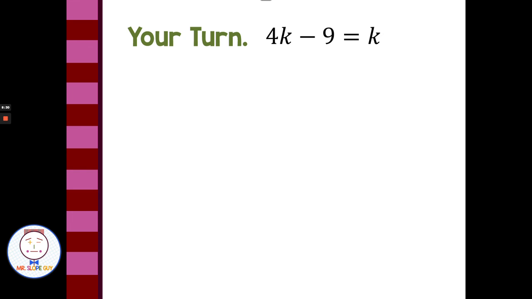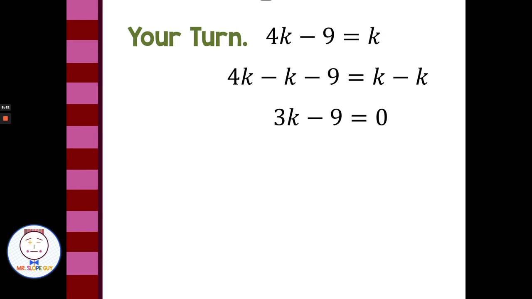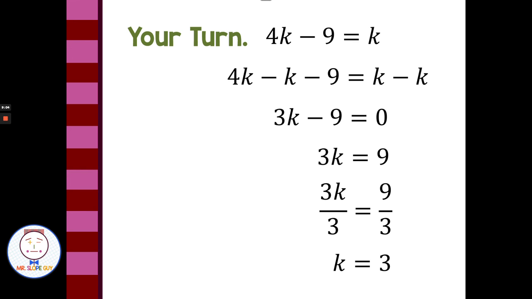All right, we don't have distributive property, we don't have like terms. I want to get all my k's to one side, so I would start with subtracting k from each side. Now, it would still work if you subtract 4k from each side. You would just have different steps. I subtracted k from each side. And then on this side, k minus k leaves nothing over here, and that confuses a lot of people. But we have a symbol for nothing. We have 0. 0 would mean nothing. So k minus k would give 0 there. And 4k minus k is 3k. Add 9 to each side, divide by 3, and k equals 3.